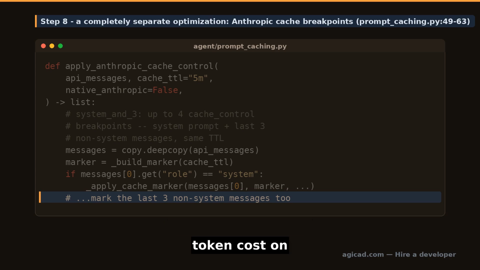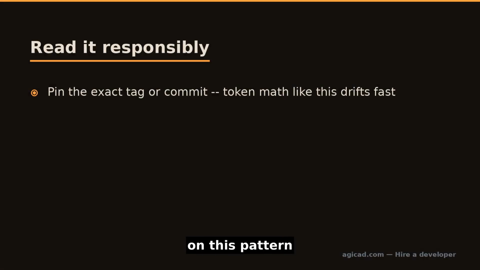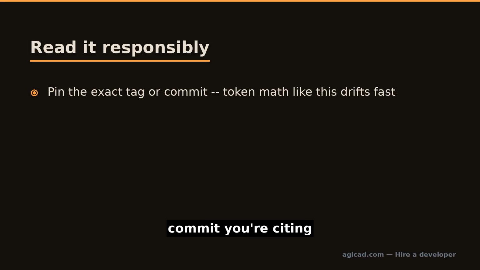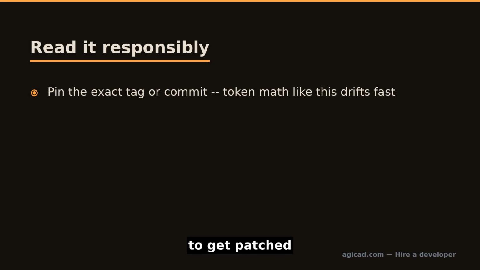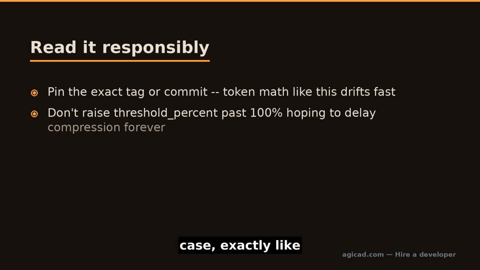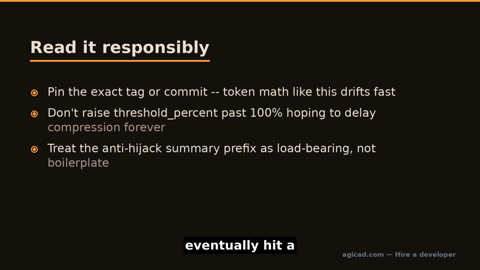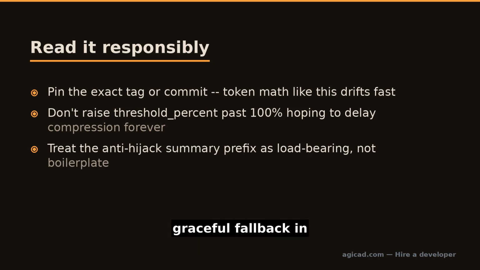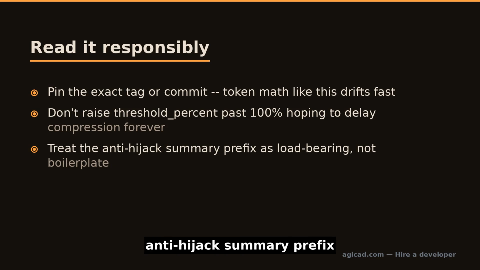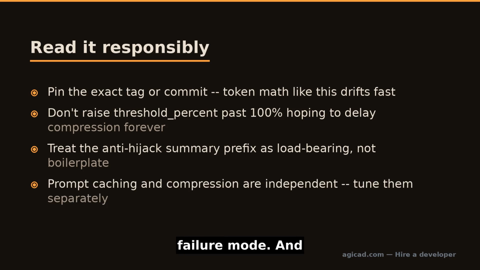A few notes before you build on this pattern yourself. Pin the exact tag or commit you're citing for token budget math. Math like this tends to get patched the moment a real production session exposes an edge case, exactly like the 14690 issue we just walked through. Don't just crank threshold_% toward 100% hoping to delay compression forever, you'll eventually hit a provider's hard context limit with no graceful fallback in between. Treat that anti-hijack summary prefix as load-bearing, not decorative boilerplate. It's actively preventing a real confusion failure mode. And remember, prompt caching and context compression are two independent systems solving two different problems. Tune each one on its own terms.